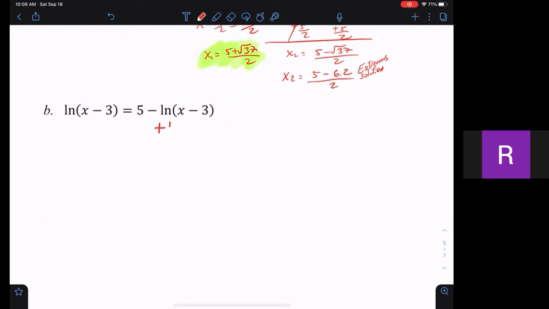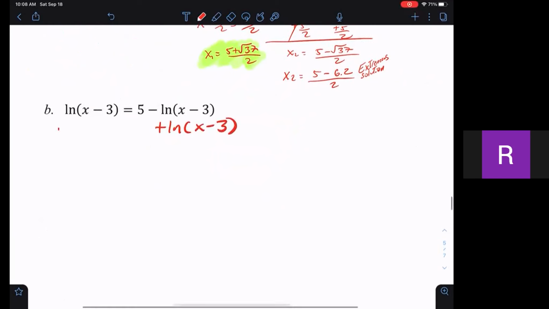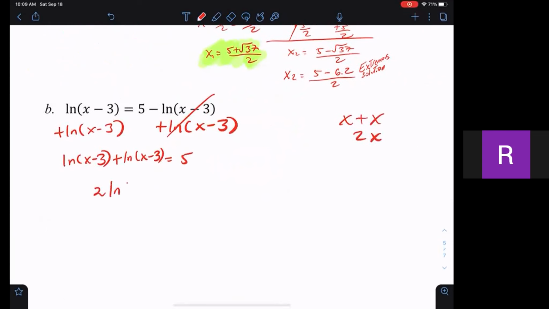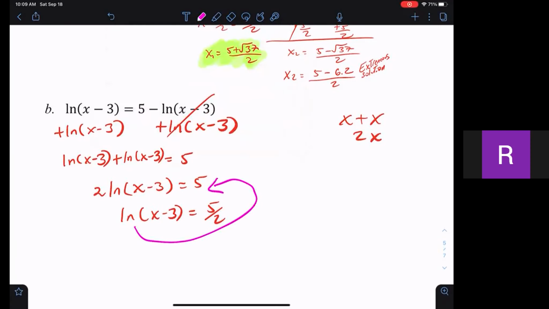So the first thing I'm going to do is add this on both sides. So this cancels. You have 5 ln(x minus 3) plus ln(x minus 3). You can think about this like saying x plus x, so that's going to be 2x. So this is going to be 2 ln(x minus 3) equals 5. Divide by 2, you get 5/2. Now you write this as an exponential equation.